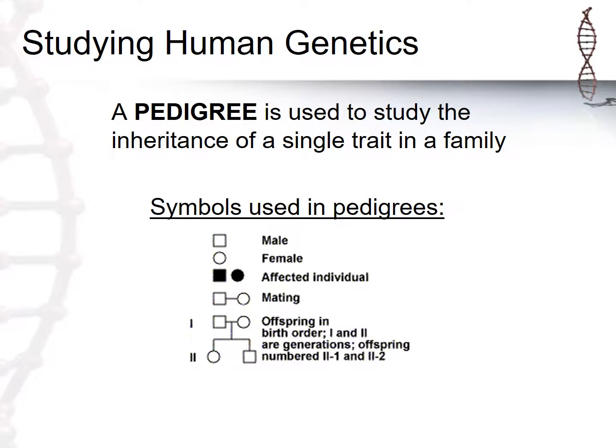So if you look here, we have the square and the circle mating, and they produce first a daughter and then a son. So the daughter is older than the son. And then 1 and 2, those are the generations.